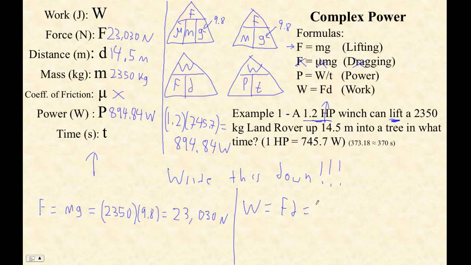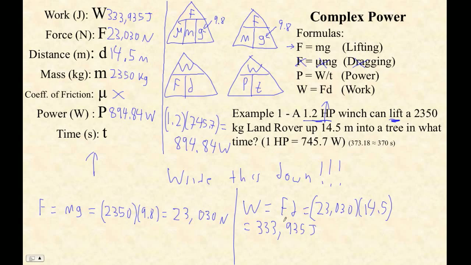So our force is 23,030 newtons, and the distance is 14.5, so times 14.5. I already had the number on my calculator. My goodness, that's such a lot of work. People don't say my goodness enough, you know. Try to say my goodness sometime today. My goodness. Okay, so that is our work: 333,935 joules.